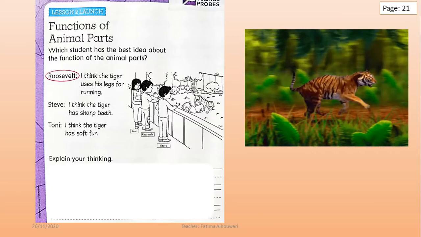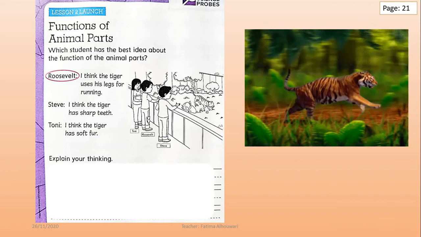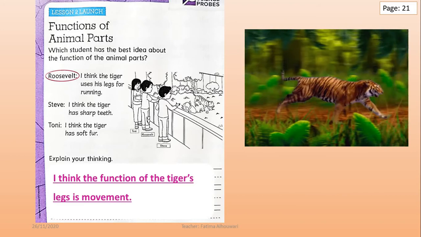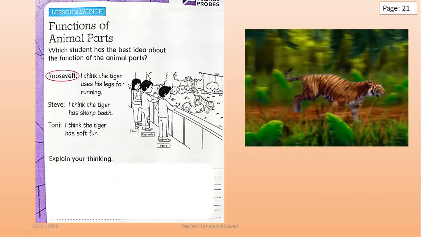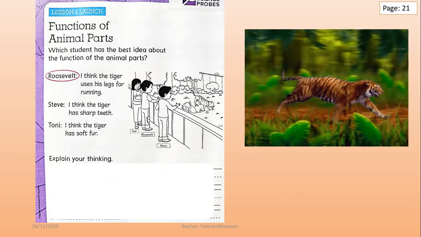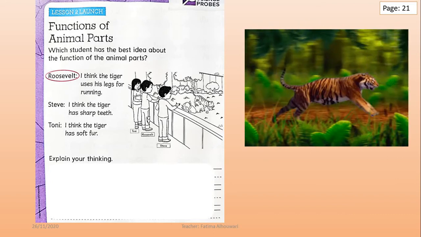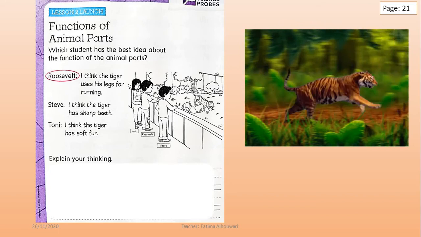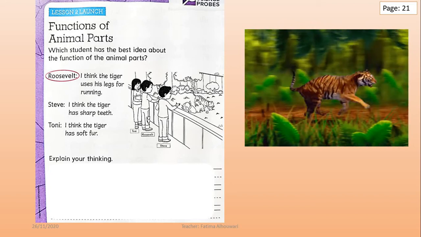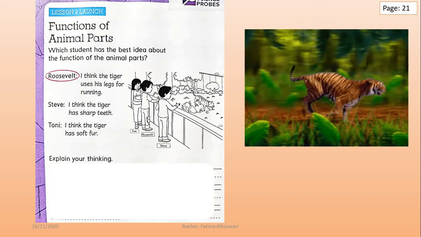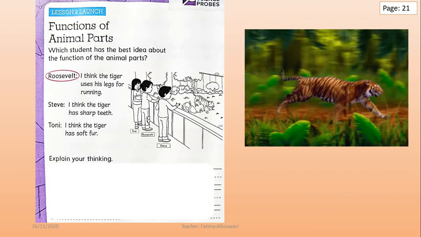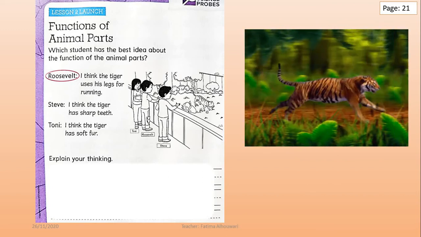What do we have here? This tiger is running. It's so fast. It's moving. What do you think, grade one? Which part of the tiger helps it to move? Are they legs? Their eyes? Its mouth? Or what? Of course, its legs, as you see.